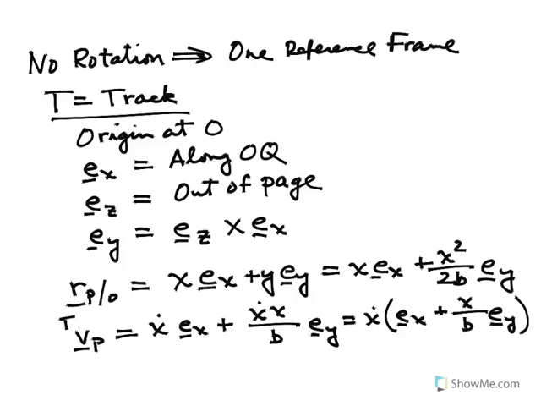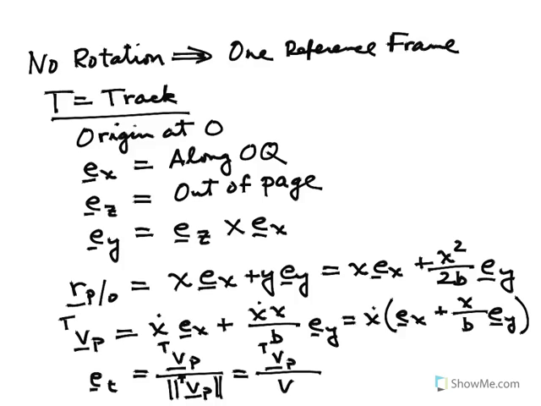From this, we can now start to use intrinsic coordinates the way we did before. The first thing we need to do is compute the tangent vector. The tangent vector is equal to the velocity divided by its magnitude, where the magnitude is, as has been defined before, the speed.